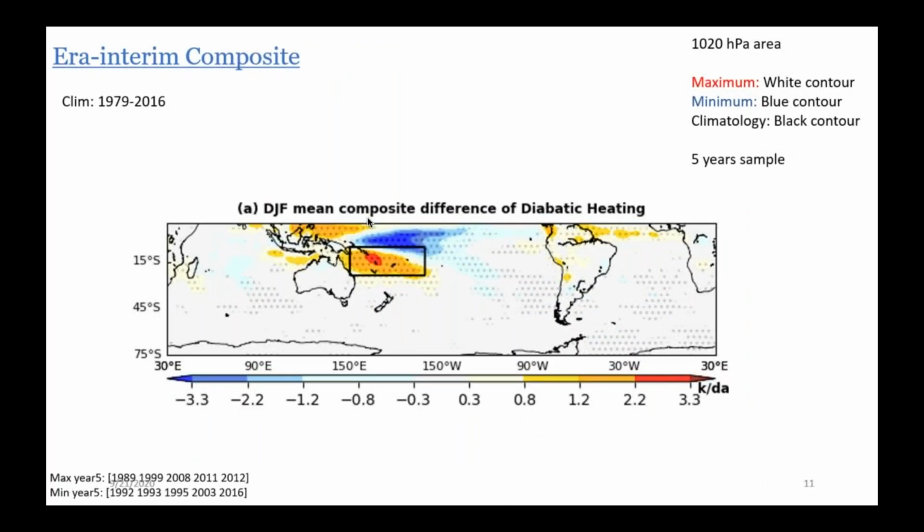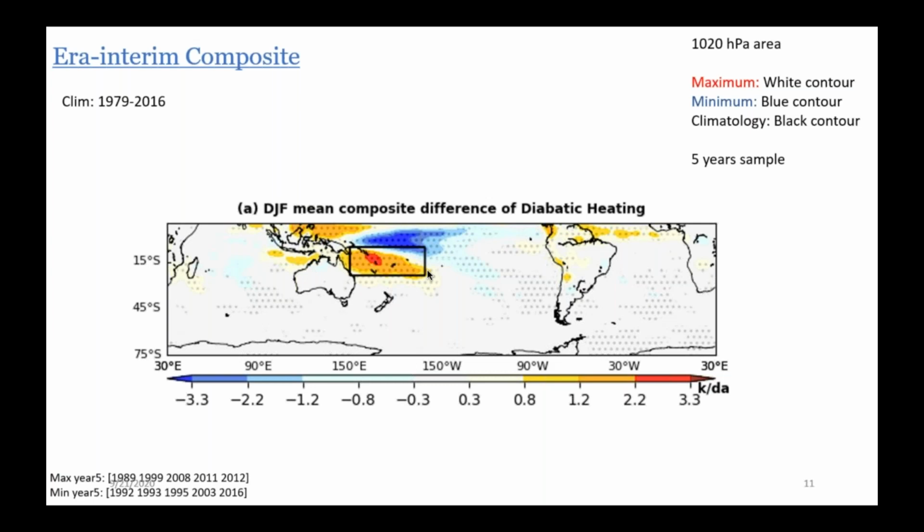Now, to test our hypothesis, we look at the ERA-Interim composite analysis. In the SPCZ region, we create a composite. This is a DJF composite difference of diabatic heating over that region, basically like an El Niño minus La Niña composite. We picked out the 5 maximum heating years over that region minus the 5 minimum heating years over that region.